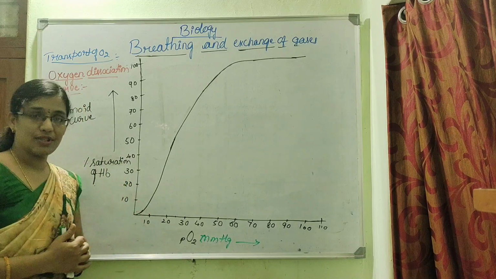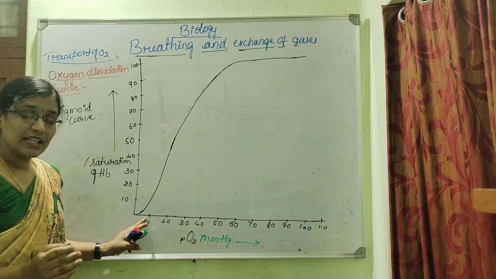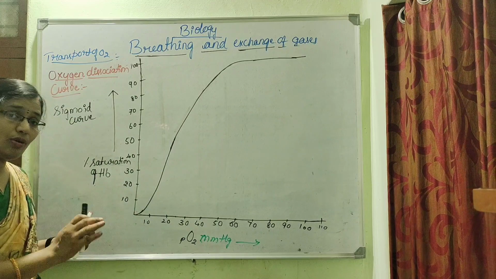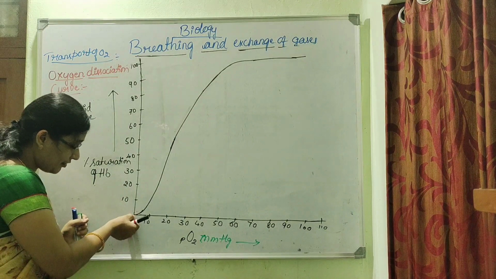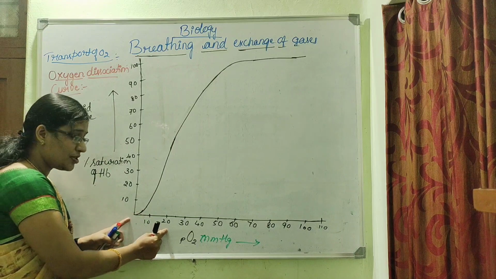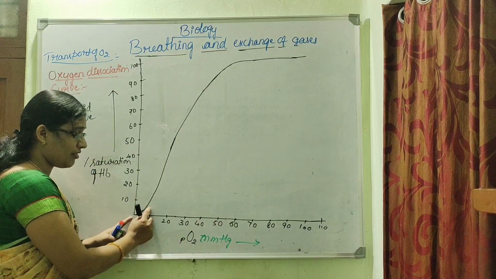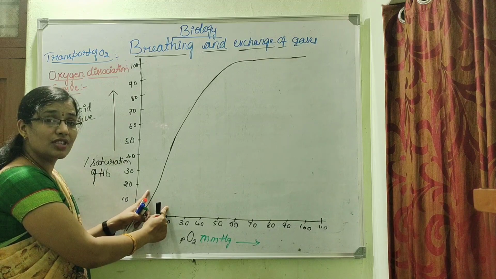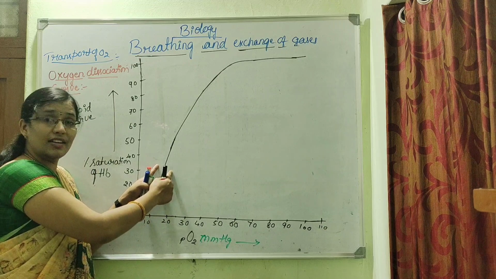If you observe, when there is a low partial pressure of oxygen, there is no binding of oxygen to hemoglobin. See, it is 0. But as the partial pressure of oxygen goes on increasing, the binding of oxygen to the hemoglobin molecules also goes on increasing.